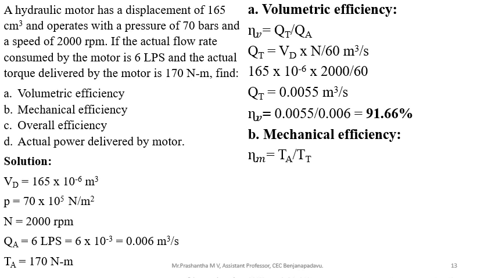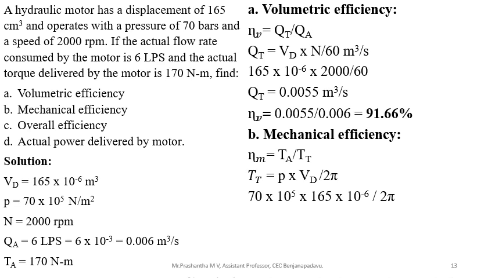Next, theoretical torque is unknown. So find out theoretical torque. There is a formula: theoretical torque equal to pressure into volumetric displacement divided by 2 pi. P and VD both are given as data. Substitute the values in this equation.